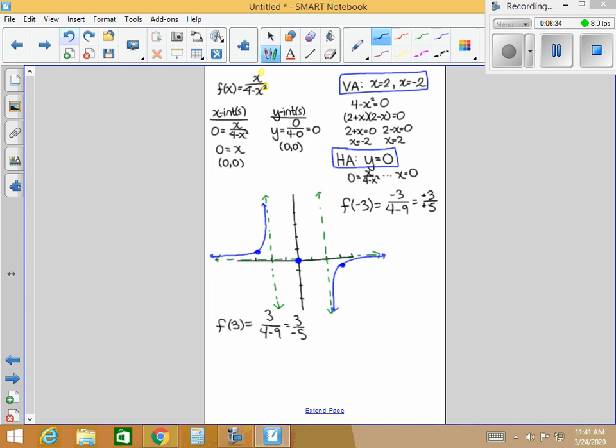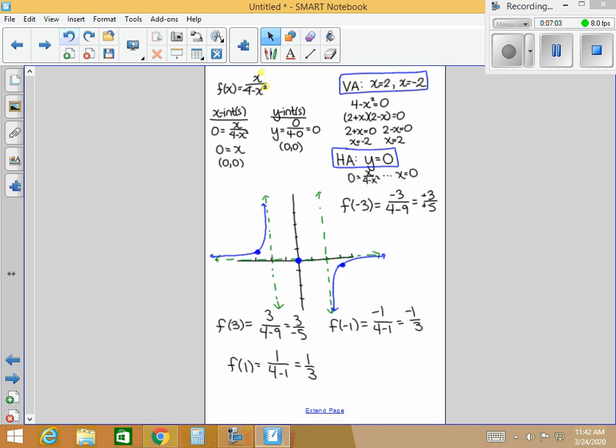Okay, so now that just leaves what happens in the middle. And so what I should do, to be sure, I should plug in 2 points. One to the left of 0 and one to the right of 0. So maybe I'm going to plug in -1 and 1. That gives me -1 over 4 minus 1, which is -1/3. If I plug in +1 for x, I get 1 over 4 minus 1, which is +1/3. So I'm at -1, -1/3, and +1, +1/3.